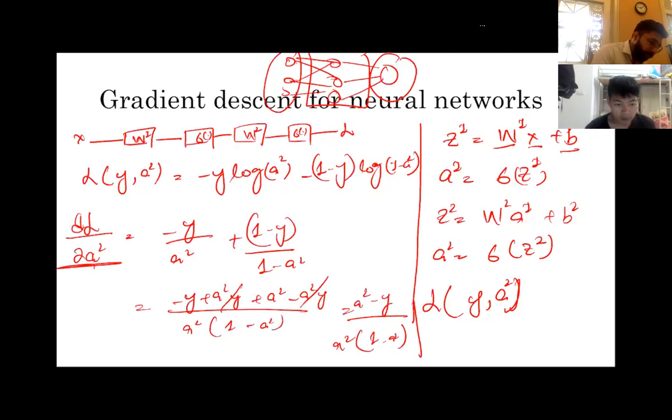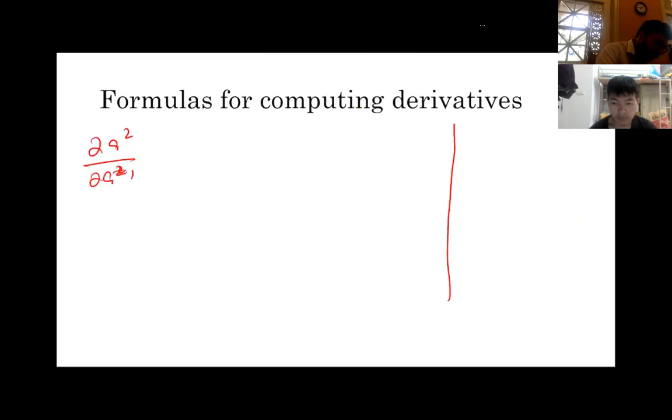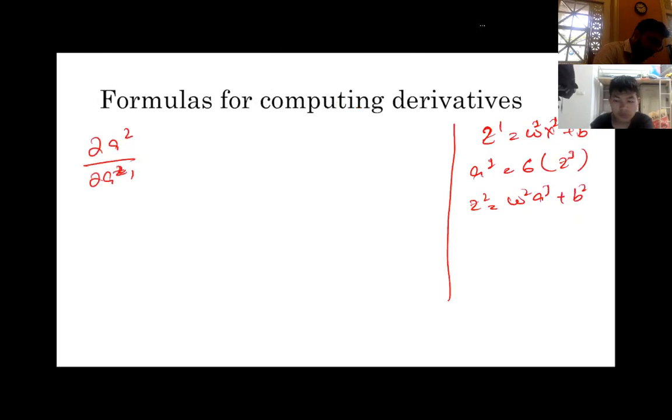I'm trying to find the components of the chain rule. Let's find the derivative of a2 with respect to z1. So let me write the expressions here again. z1 is w1x1 plus b1. A1 is sigmoid of z1. z2 is w2a1 plus b2, and a2 is sigmoid of z2. If I'm making any mistake, please correct me because I'm writing them quickly. And then there is loss.